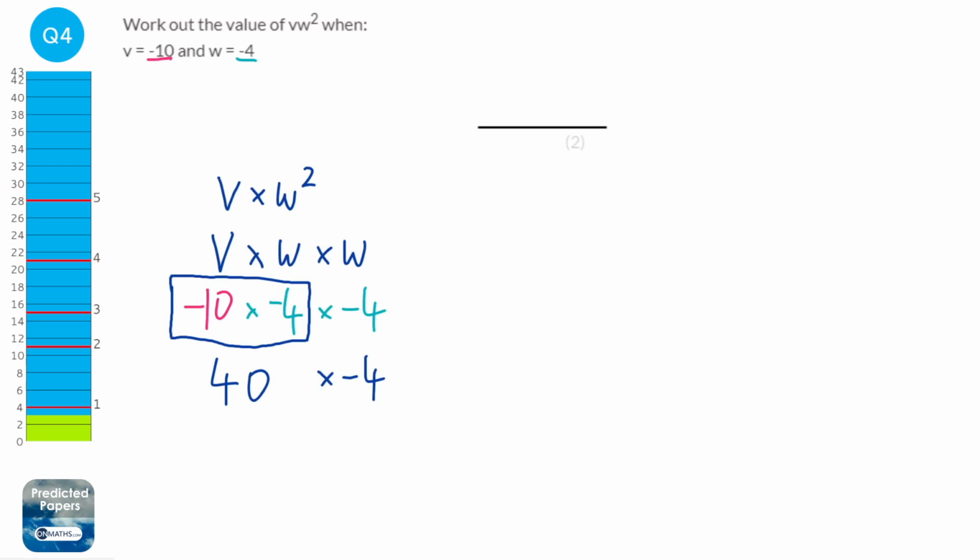Now we're going to do 40 times minus 4, so it's a positive times a negative, so that's going to be a negative. And 40 times 4, well, 4 times 4 is 16, so 40 times 4 is 160. So it's going to be minus 160.